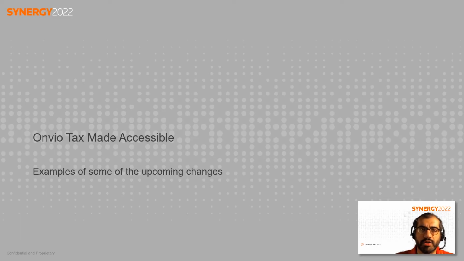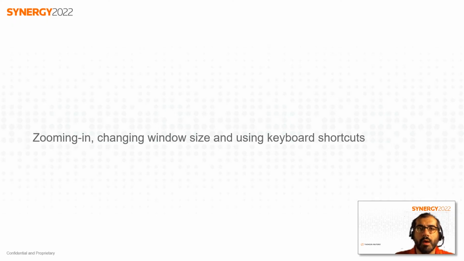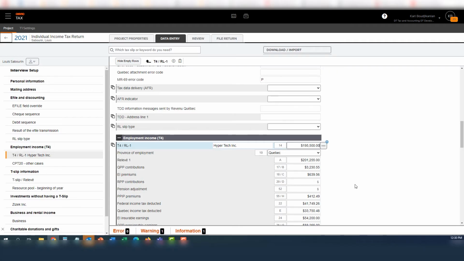And now we're actually going to get into some examples. So let's get to it. The first example that I'll show is zooming in on a screen on Onvio. What does that look like? What's the experience like? Then we'll take a look at changing the window size, and then we'll get into some keyboard shortcut examples. So we can see here our data entry screen.